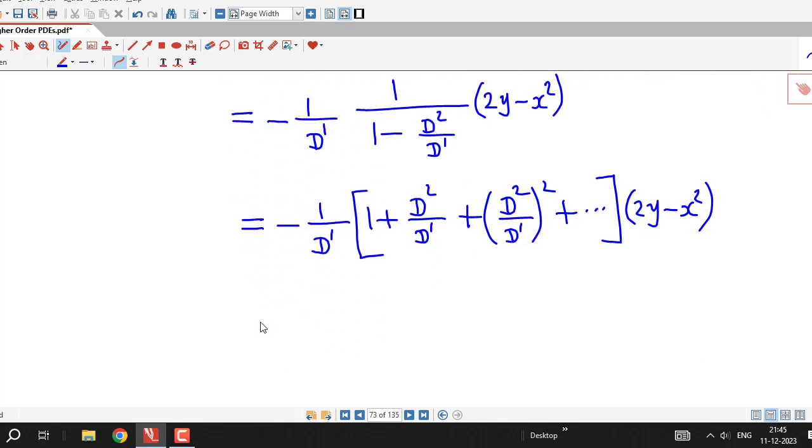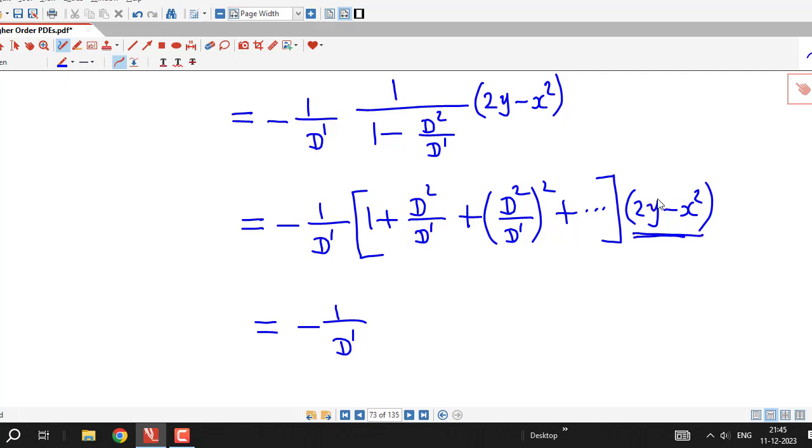Now here be careful, we are having an infinite number of terms in this series, and we know that this capital D stands for derivative with respect to x. So here I have D square, that is 2 times derivative with respect to x, and here I have D square square, that is 4 times derivative with respect to x.